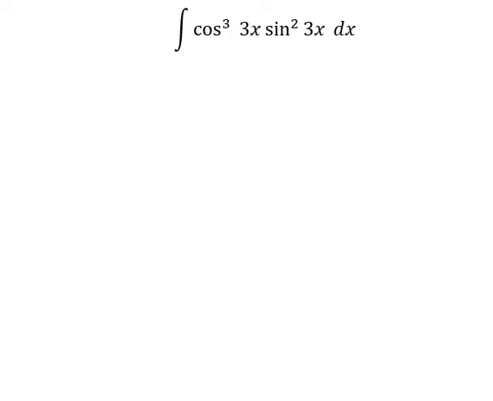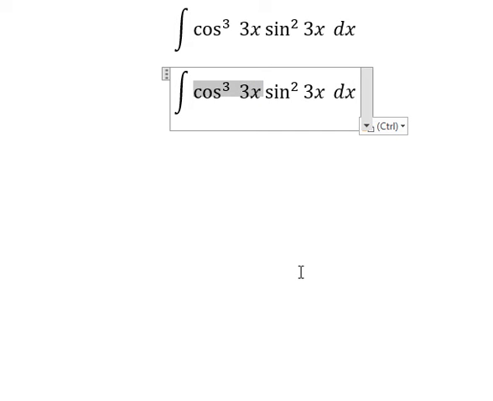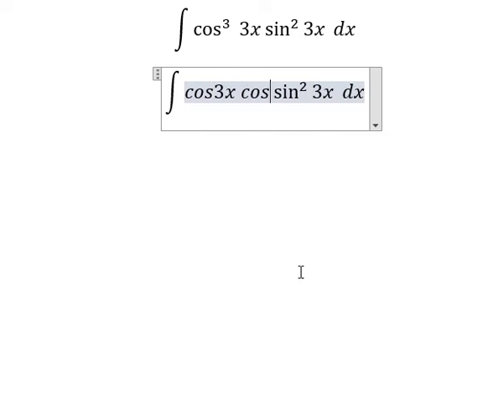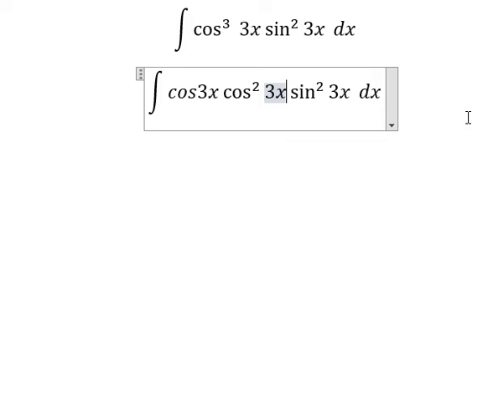The topic today is about integration. So now I want to show you how to answer. This one we can write into cosine 3x and cosine 3x squared.